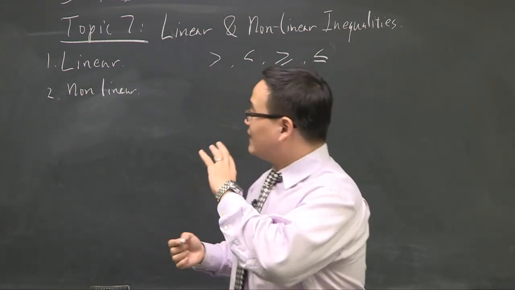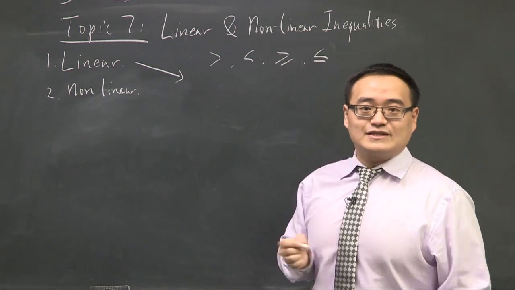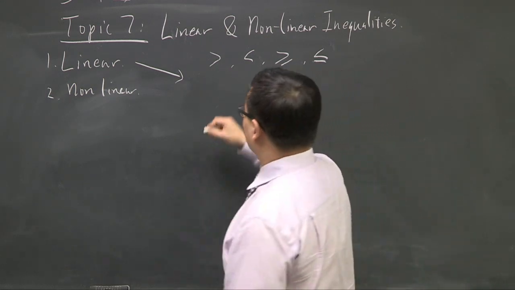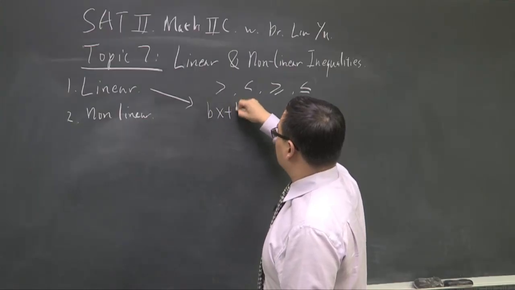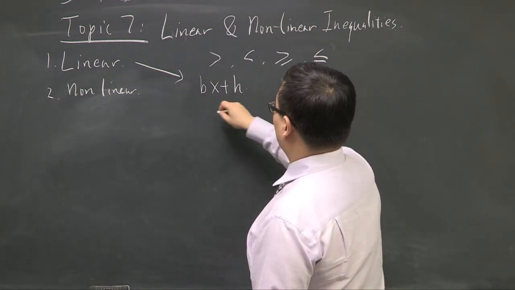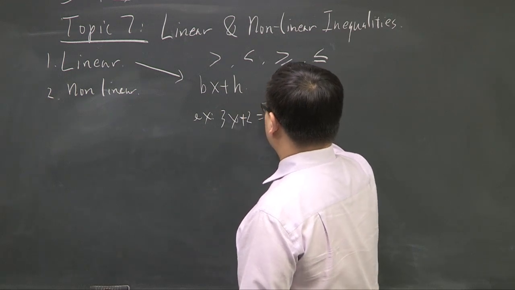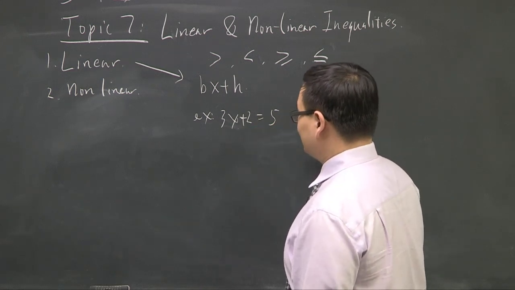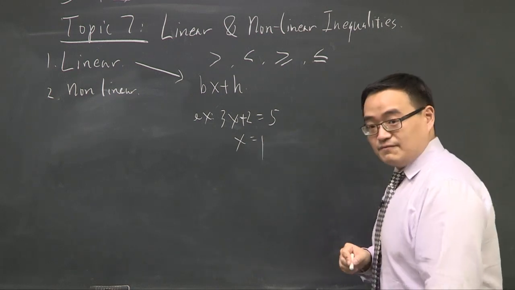So we're going to look at two different subtopics. Linear inequalities. What are linear inequalities? Well, we know what a linear equation is, right? Simply, we call it bx plus h. And so an example will be 3x plus 2. Let's say that's equal to 5, we can solve for x. I will not insult your intelligence by telling you that x is equal to 1.